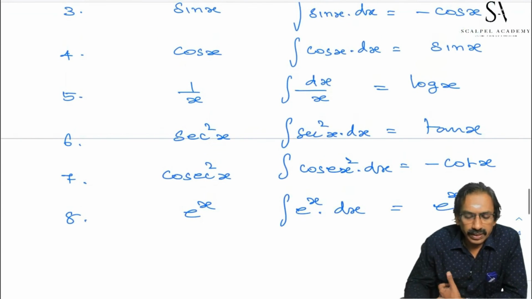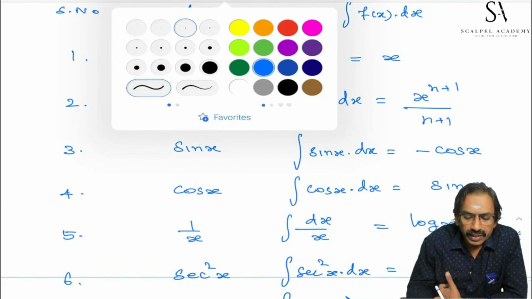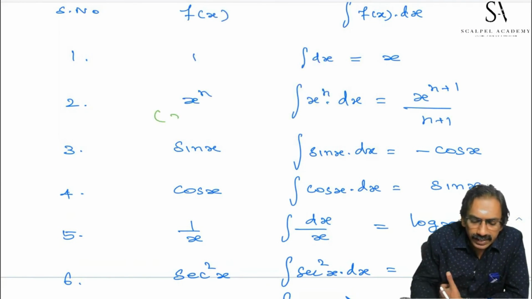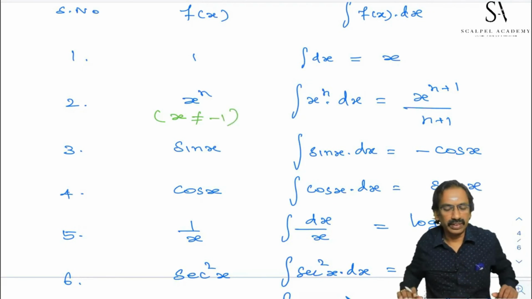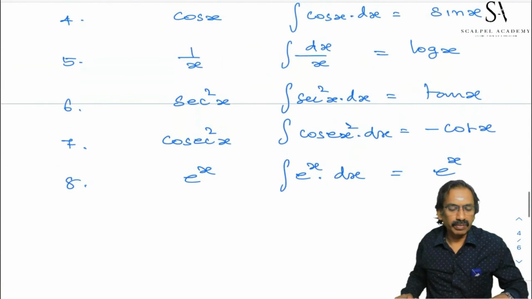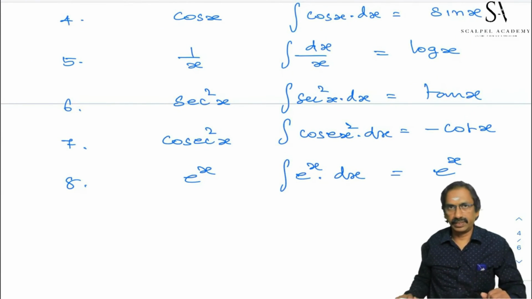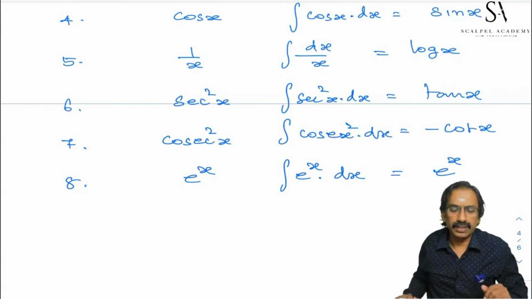Look at here, student. We go back. In this case, x to the power of n, n is not equal to minus 1. For this case, you have to use this formula. If n is minus 1, you have to go to this one, 1 by x. Then integration of 1 by x is log x.